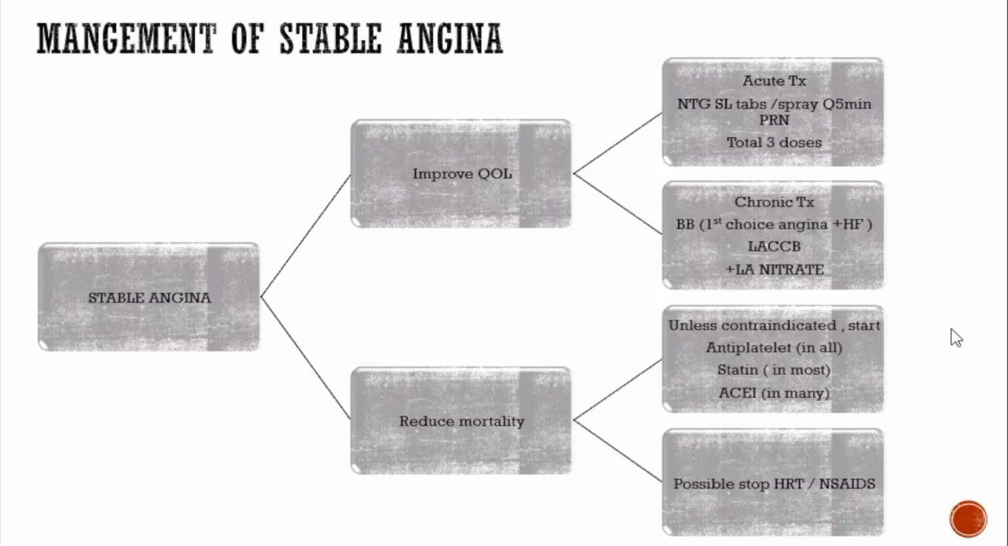Again, acute treatment: we give nitroglycerin sublingual or spray every 5 minutes, for a total of 3 doses. We give the first dose, and if there is no improvement in 5 minutes, we call the ambulance, give the next dose, wait another 5 minutes, then give the third dose. Then we start the patient on chronic treatment, beta blockers. The chronic treatment includes beta blockers, long-acting calcium channel blockers, and long-acting nitrates. Chronic treatment is basically also used for the prevention of angina.